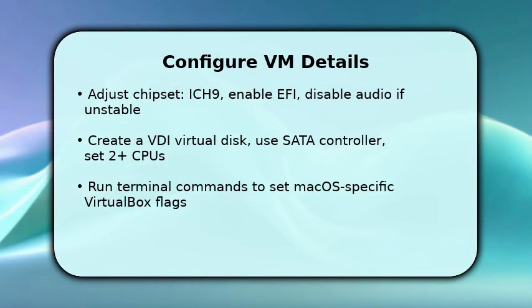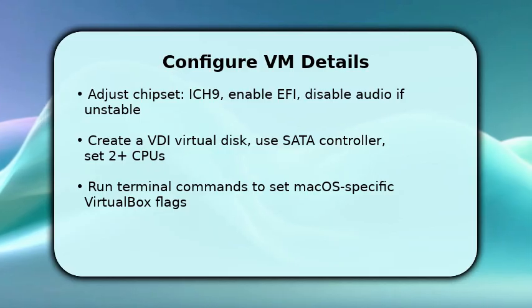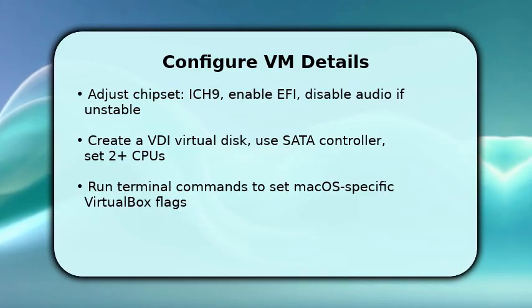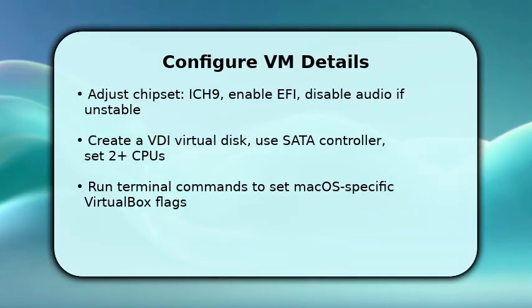Once the VM skeleton exists, you configure the complex middle steps that make macOS boot reliably. Change the chipset to ICH9, enable EFI firmware, and set the graphics controller to VMSVGA. These options match macOS expectations.